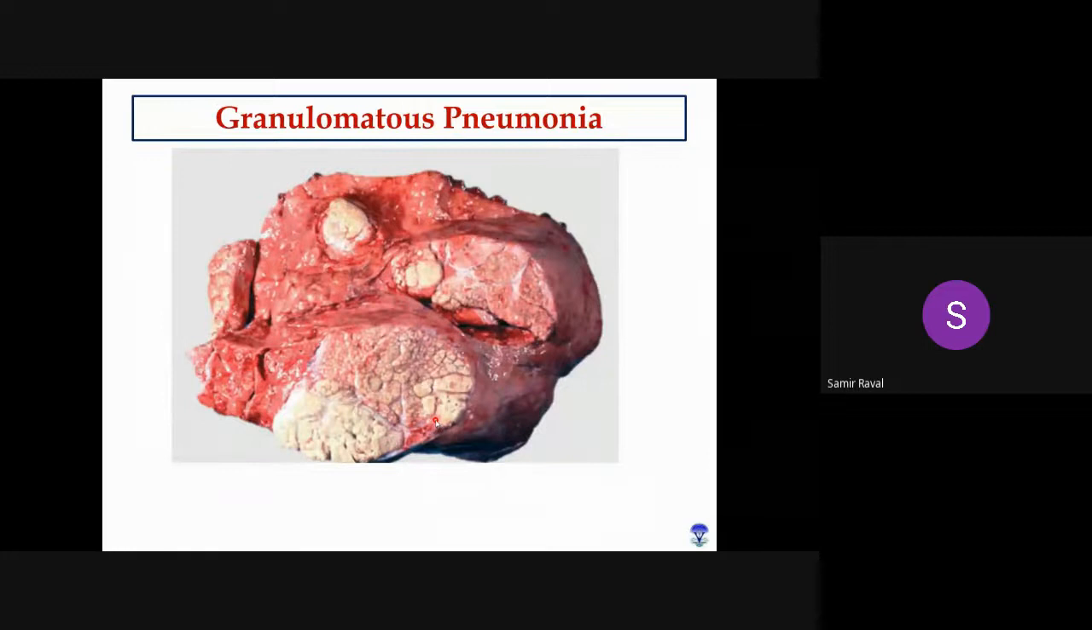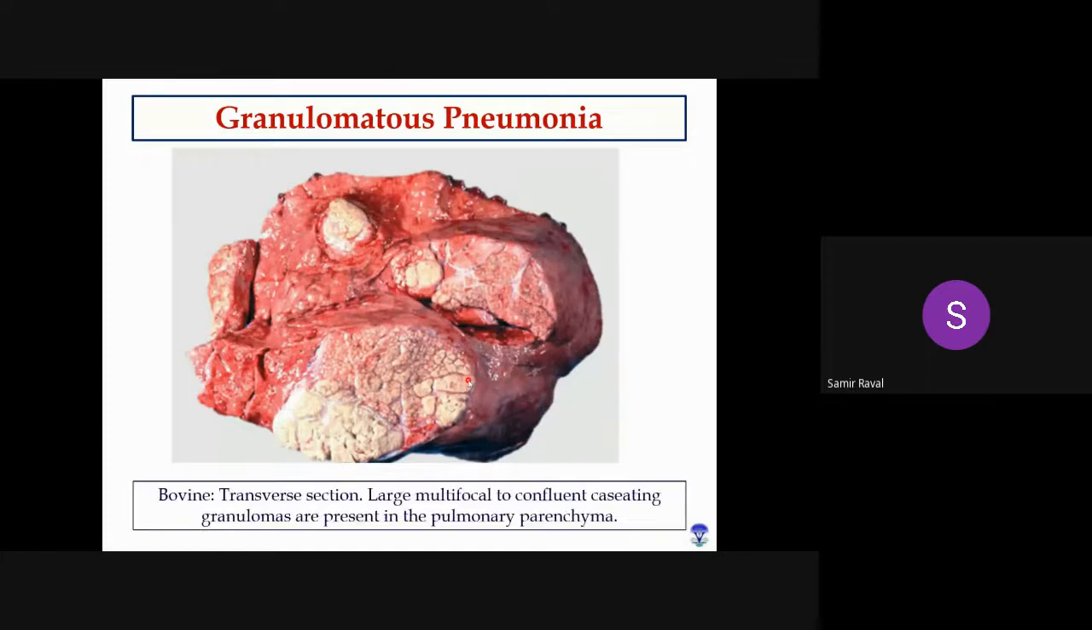Here you can see this is a typical lung showing multifocal to coalescing areas of granulomas, right? So here you can see these are the granulomas. This is also a granuloma, okay? These are the lung. And all this white area is actually showing infiltration, and they are also showing necrosis. This particular necrosis is surrounded by an ample amount of macrophages.